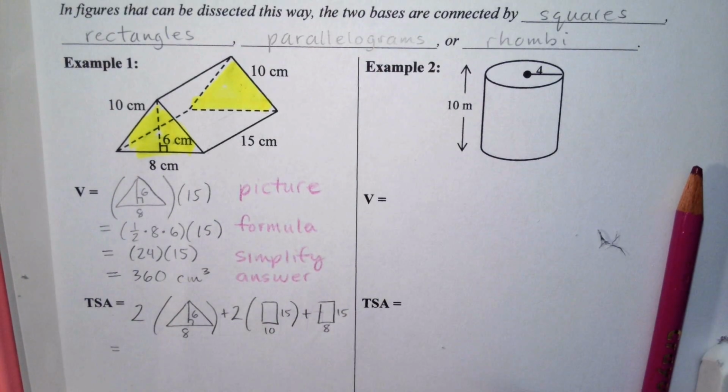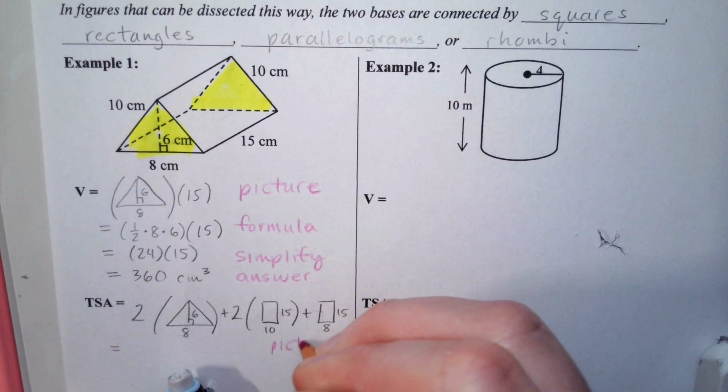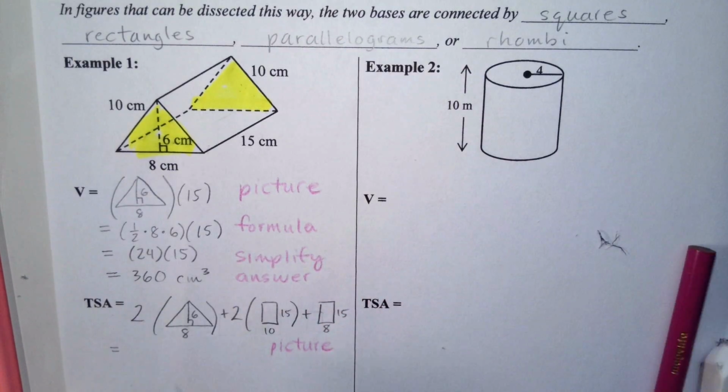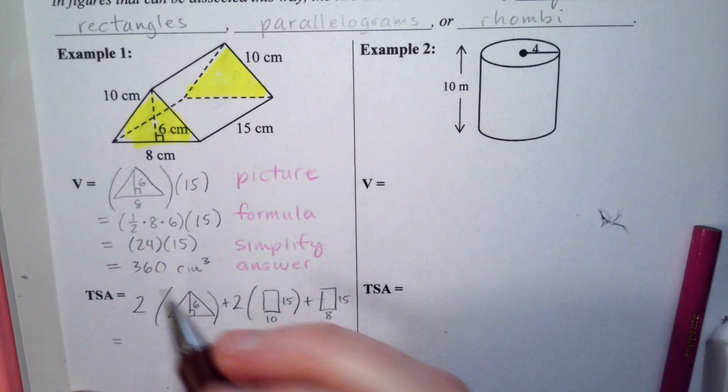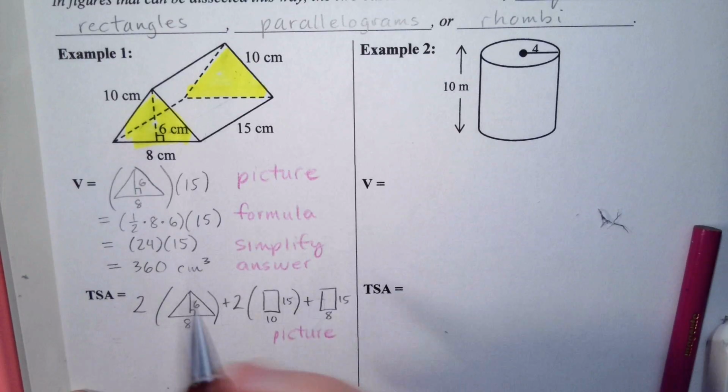So that is our picture step. I'm drawing pictures of the faces as I go along. Okay, second step is to do the formulas. In other words, show me how you're using the formulas.